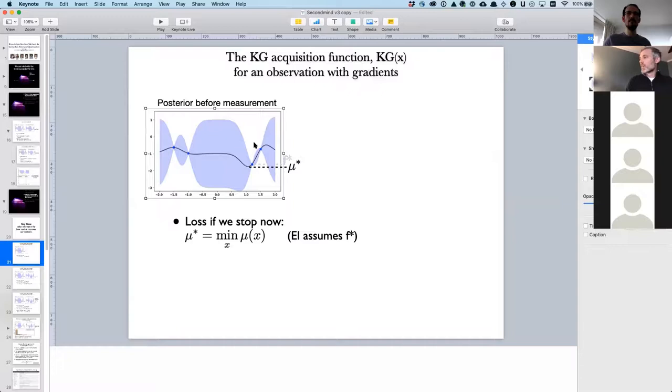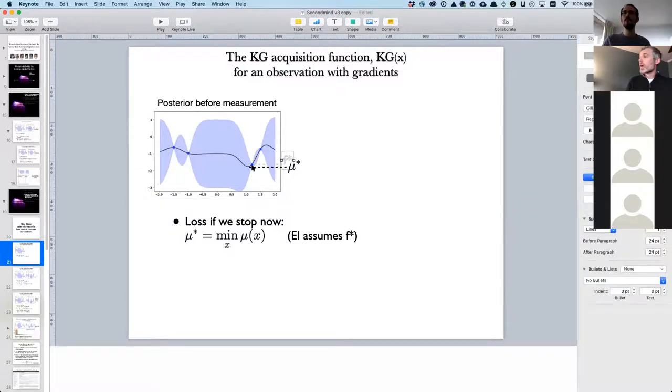I'm going to focus on just this part of the figure. I have a posterior distribution on the objective function before I've evaluated anything. What decision would I make about the final solution for this optimization problem based on this posterior distribution? I could report as my final solution the x value that produced this F star.